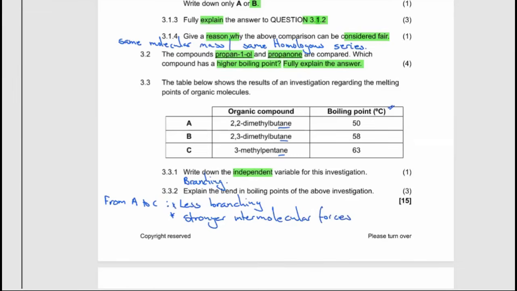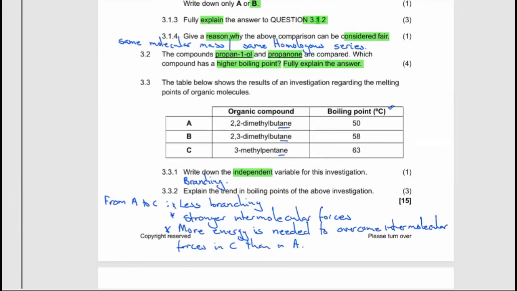Then after that, what we are going to talk about is energy, right? So I'm going to say more energy is needed to overcome intermolecular forces in C than in A, like that. So this is our answer for 3.3.